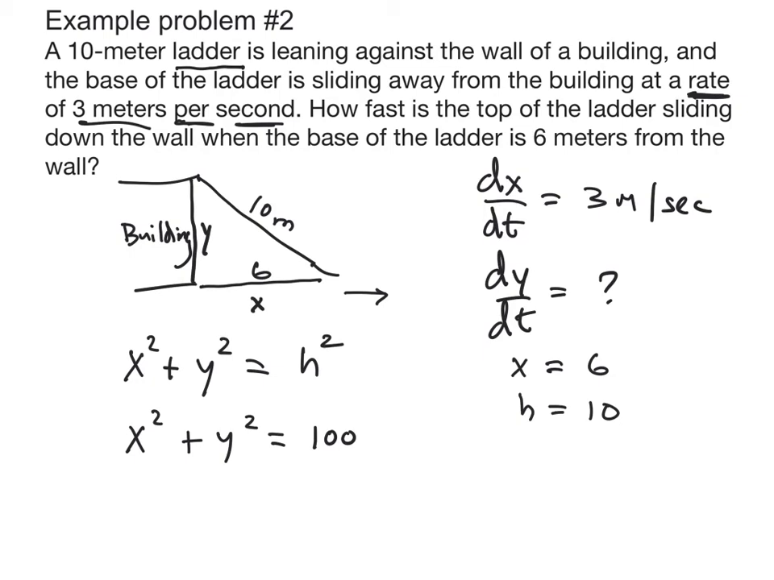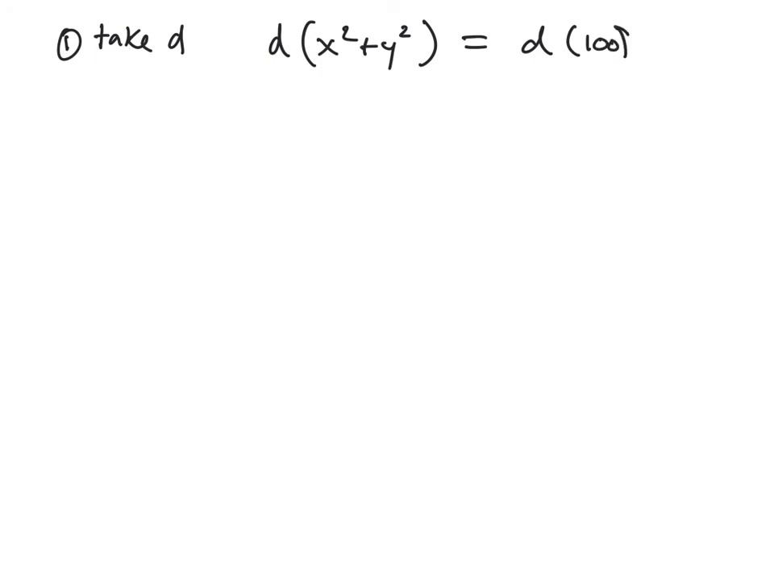I have all my variables listed out, my x, my y direction. I've got a rate. I know what x is. I know what h is. I'm in great shape. Now I can go ahead and apply implicit differentiation. I'll do that on the next page here. So I'll take the d. That's my first step. I'll take the d of this guy, and the d of 100 on the other side.